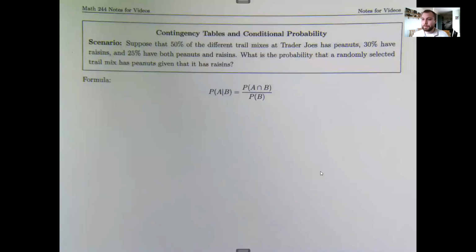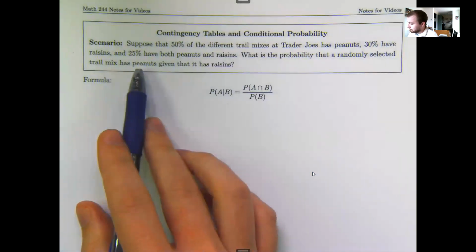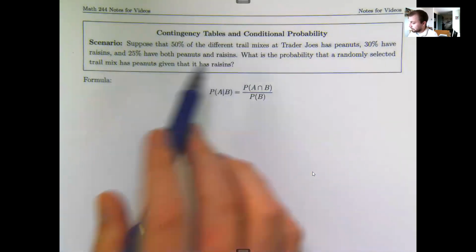Let's look at an example of contingency tables and also how to do conditional probabilities. In this scenario, suppose that 50% of different trail mixes at Trader Joe's have peanuts, 30% have raisins, and 25% have both peanuts and raisins. What is the probability that a randomly selected trail mix has peanuts given it has raisins?